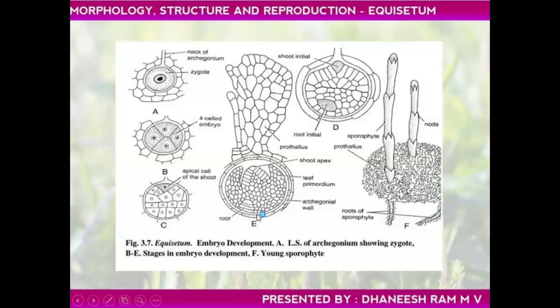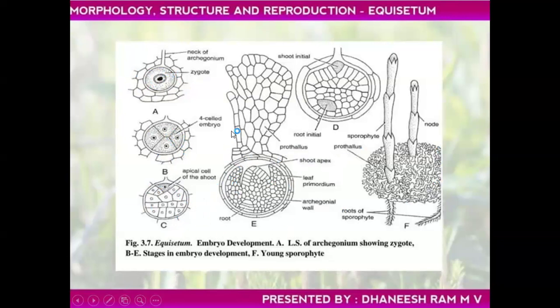Here you can see the formation of the young sporophyte. This is the archegonium, and here fertilization has occurred. The egg cell is transformed into the zygote, and the zygote is developing into the embryo. First the embryo is formed as a four-celled quadrant. Then this four-celled quadrant undergoes subsequent divisions and results in an embryo.